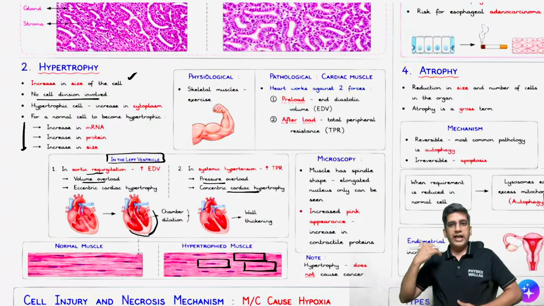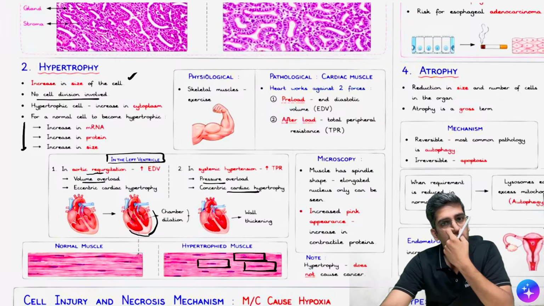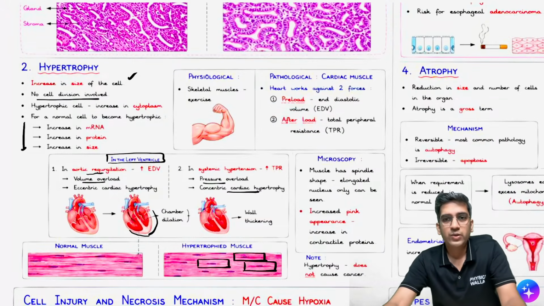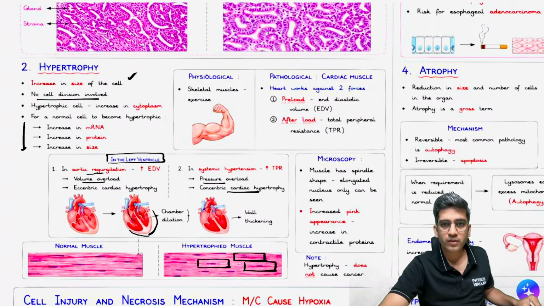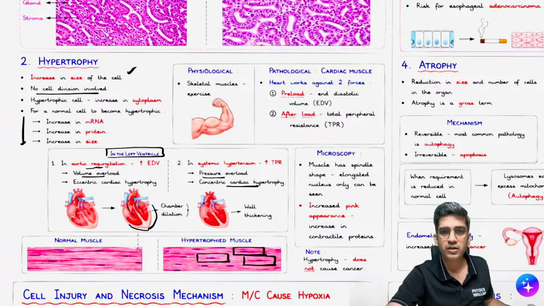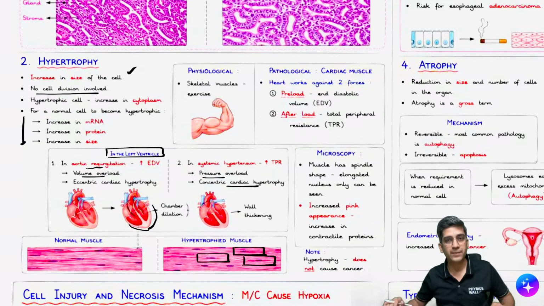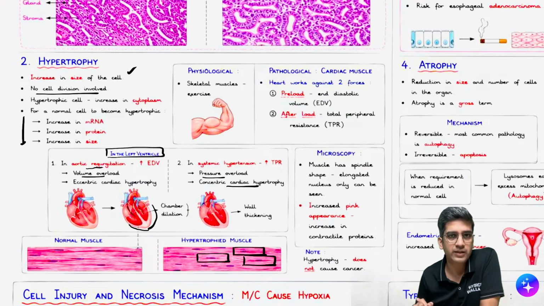The third one, again, I'm going to start with a few questions for you. Can anyone define metaplasia? If I have to ask you to say it in one word, tell me what is metaplasia. Metaplasia is nothing but a change of one adult epithelium or mesenchyme into another adult epithelium or mesenchyme. That's all, right?